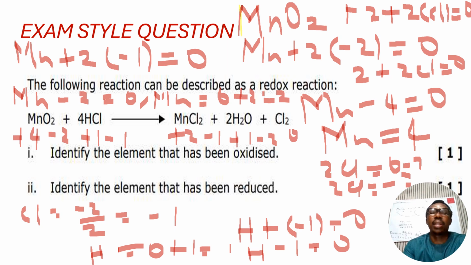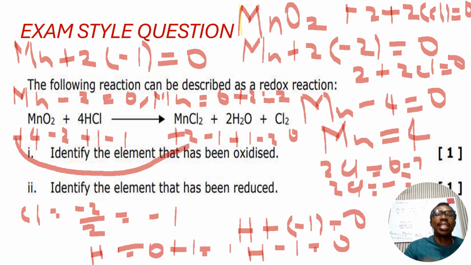So we're going to look at the element that has been oxidized and the element that has been reduced. It's based on the oxidation number. Oxidation is the increase in oxidation number. So for manganese, it is from plus 4 to plus 2. That is a decrease in oxidation number. So the element that has been reduced is manganese, because there's a decrease in oxidation number.